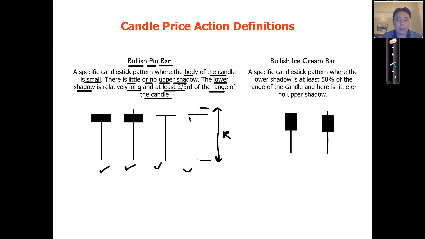So what I'm saying is that the lower shadow, which means from here to here, has to be at least 2/3, roughly 2/3 of the entire range, which would obviously be 3 out of 3. So about 75% of the range should be the lower shadow, okay? So, doesn't it look like a pin, like a pin where you poke something, right? So we call this a bullish pin bar.